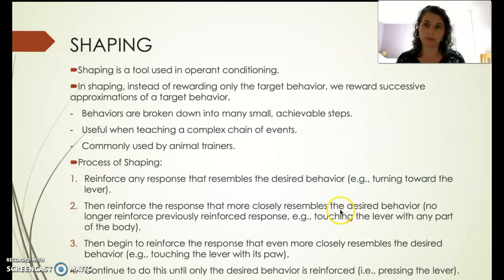So he would shape their behavior in that every time they turned toward the lever, he would dispense some food. And then he would stop dispensing the food unless they touched the lever with any part of their body. And then they would get the food. And then once that was established, then he would make it so that they had to touch it with their paw or they wouldn't get the food. So then once they touch it with the paw, that gets reinforced. And then once they can press the lever, then they're only getting reinforced for that desired behavior. And that's an example of shaping.